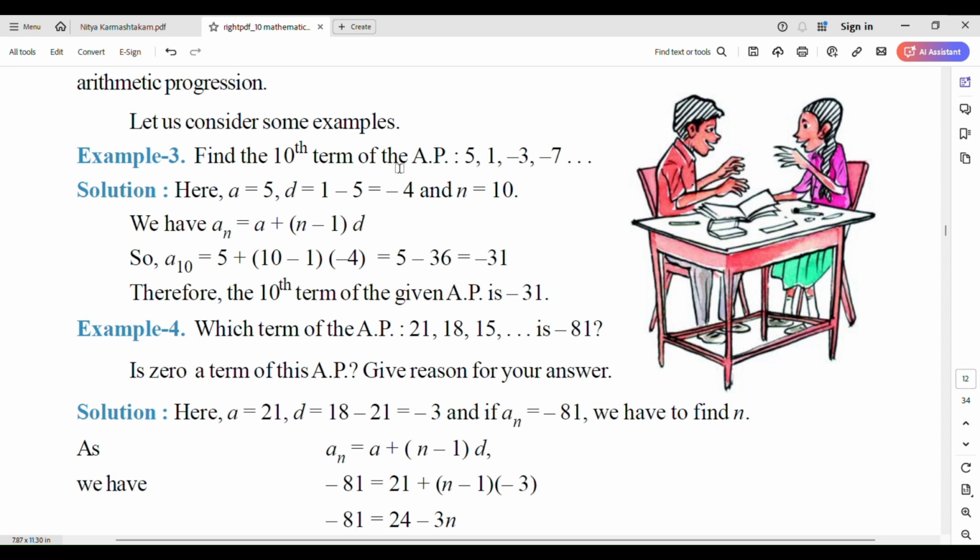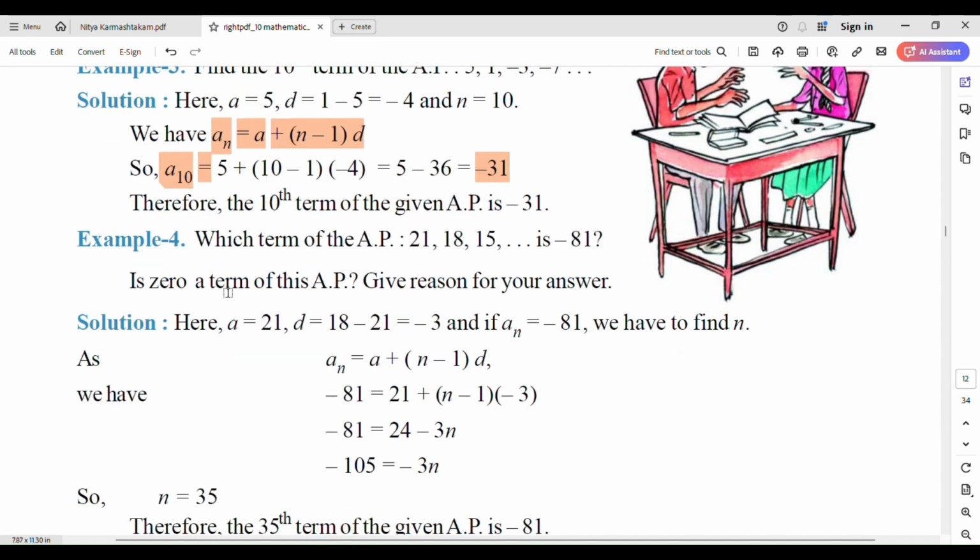Find the 10th term of the AP 5, 1, minus 3, minus 7, okay? So here if you see, a equal to 5, d equal to 1 minus 5, which is minus 4, and n is 10 is what we need, okay? 10th term, right? So n equal to 10. So a of n equal to a plus n minus 1 into d, we know this general equation for the nth term. So a10 equal to 5 plus 10 minus 1 into minus 4, okay? So that is 5 minus 36 is equal to minus 31, okay? So this is how we will find the nth term of a given arithmetic progression, okay?